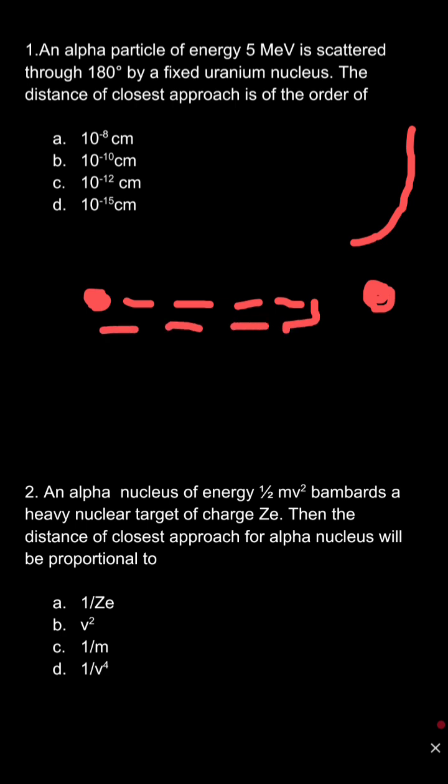In this particular scenario, the distance to which they go near to the nucleus is known as the distance of closest approach. Now let's see how we could derive this distance of closest approach.